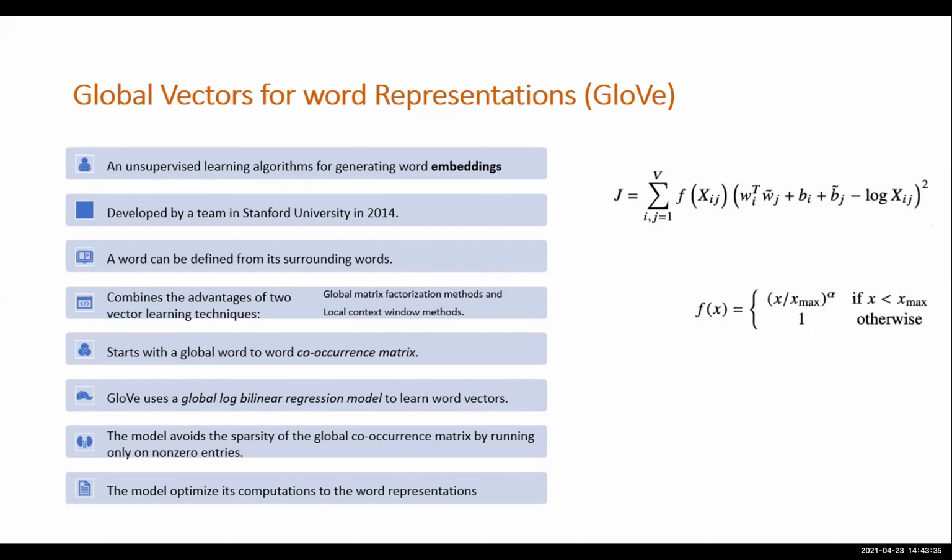It's an unsupervised algorithm proposed by a team at Stanford University. It works on the basis that a word can be defined from its surrounding. It builds vectors using a global bilinear regression model that discards all the zeros, reduces dimensionality, and finds the best word vectors.